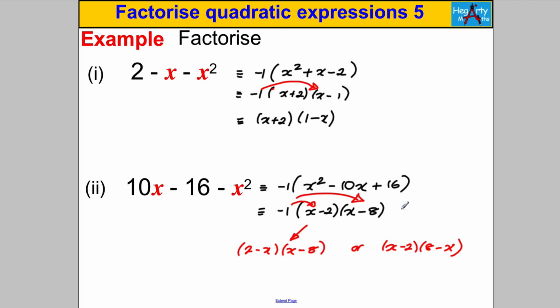And to be totally honest with you, it would even be fine to leave your answer like this with -1 in the front. It's just you'll see it tidied up in exam mark schemes and textbooks as follows.